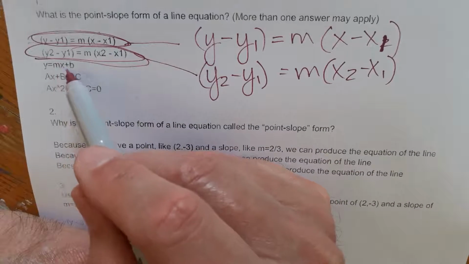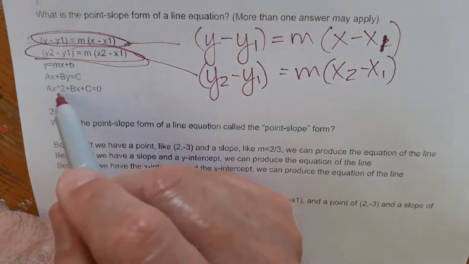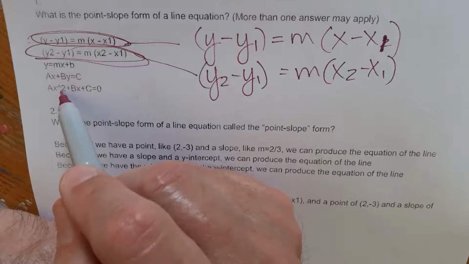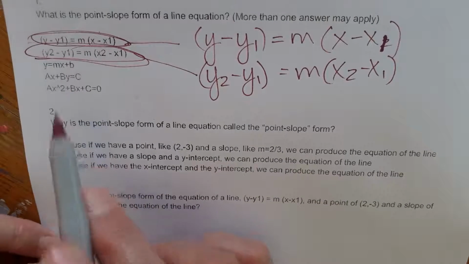This is the slope-intercept form. This is the standard form. And this is an equation of a parabola because it's raised to the second power, otherwise known as a quadratic.